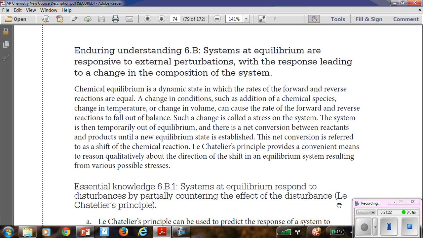This is going to be called a stress, or cause stress on the system. So the system is temporarily out of equilibrium. The system's going to work to get back to the equilibrium state again. And this refers to that shift of your chemical reaction. So when I say it is shifting to the right or shifting to the left of the equilibrium, this is what I'm really meaning. It's affecting those reaction rates, causing them to be out of balance temporarily until they come back into balance.